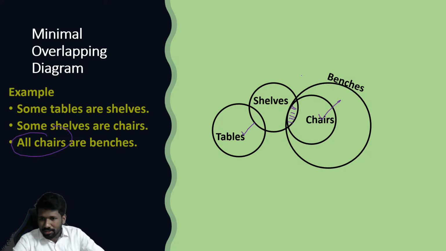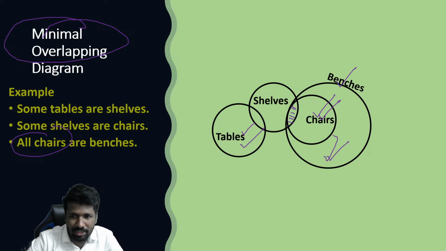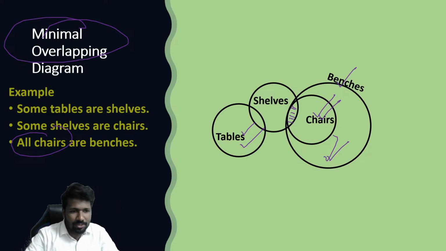And all chairs or benches means chair set is a subset of bench set. Here also we didn't represent any intersection between table and benches because we are drawing a minimal overlapping diagram. There can be other diagrams where tables and benches have an intersection. All of you are understanding what I am trying to say?